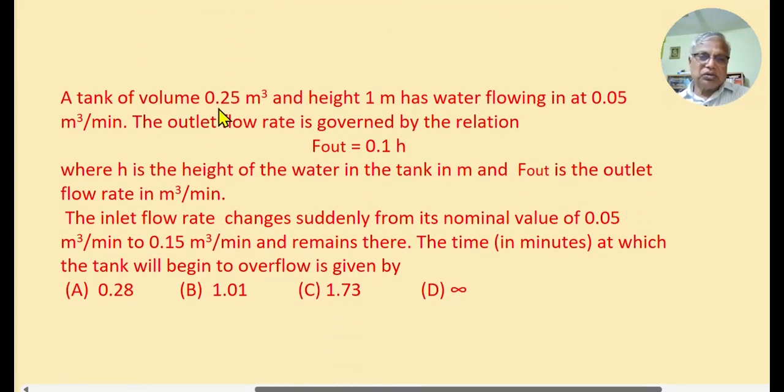A tank of volume 0.25 meter cube and height 1 meter has water flowing in at 0.05 meter cube per minute. The outlet flow rate is governed by the relation F out equal to 0.1 H, where H is the height of the water in the tank in meter, and F out is the outlet flow in meter cube per minute.